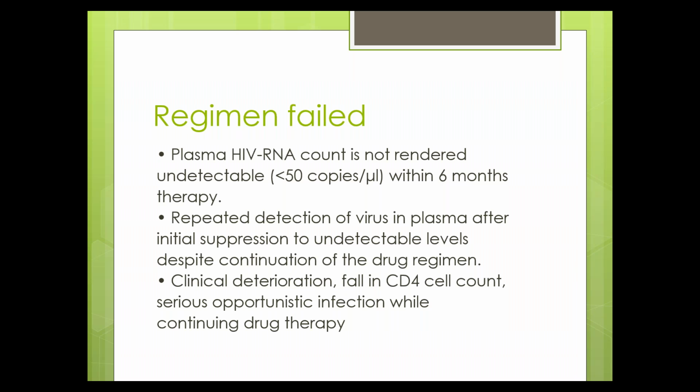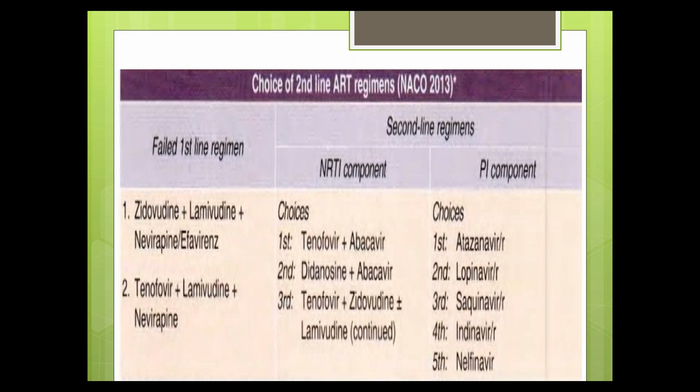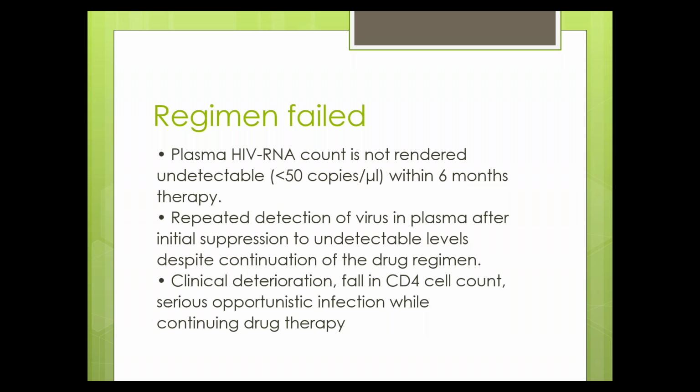Now, how can you tell that the regimen has failed? Here I have told you that if the regimen has failed, you'll go for the second line regimen. How will you assess that the regimen has failed? You will do the CD4 count and the plasma HIV RNA count. If the plasma HIV RNA is still detectable after giving treatment for 6 months, then you have to say that the regimen has failed. Normally, not detectable means it should be less than 50 copies per microliter.